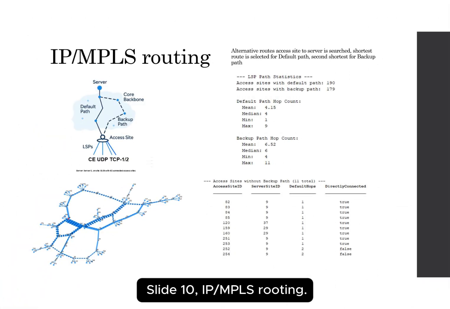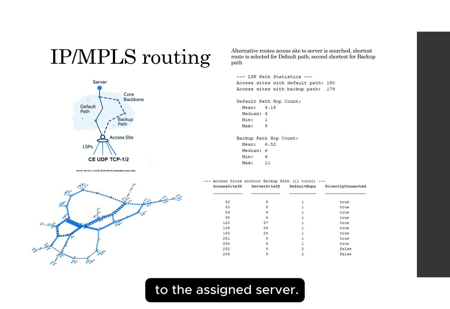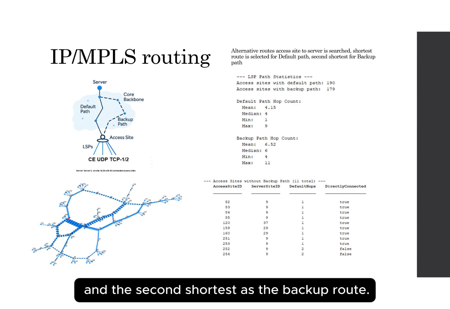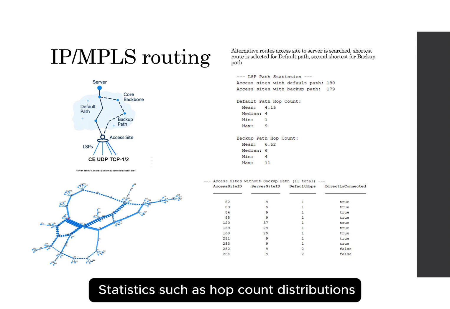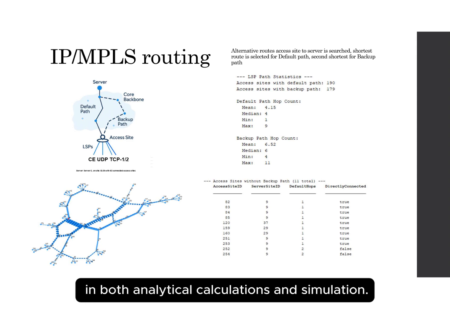Slide 10, IP/MPLS routing. For each access site, NETAN automatically searches for alternative routes to the assigned server. The shortest path is selected as the default route, and the second shortest as the backup route. Statistics such as hop count distributions are generated to validate routing design. This routing information is then used consistently in both analytical calculations and simulation.